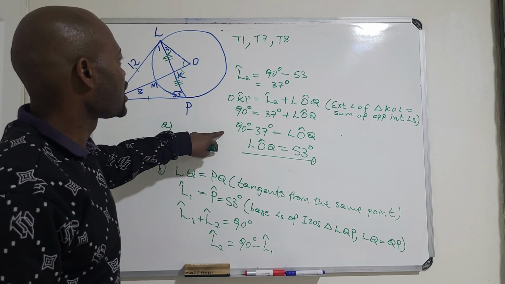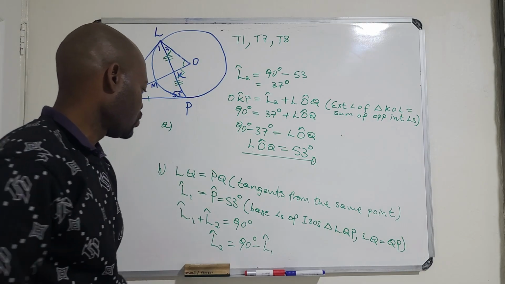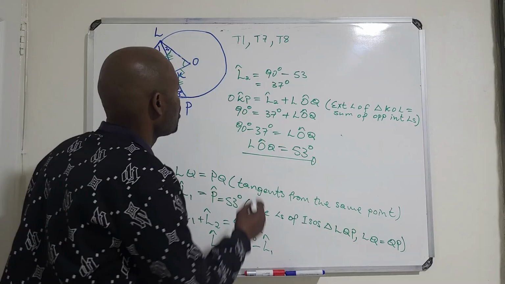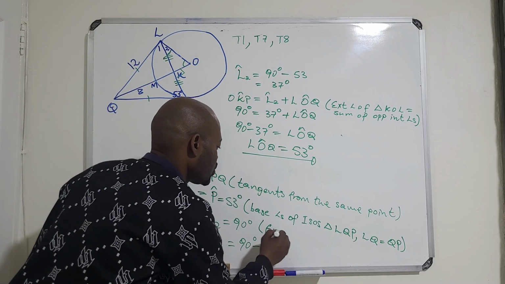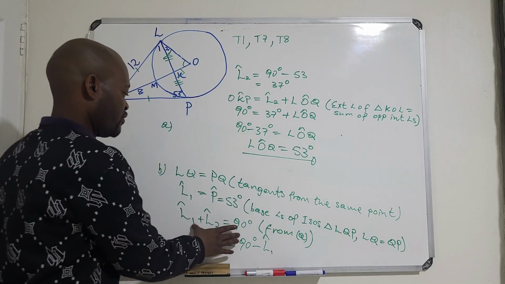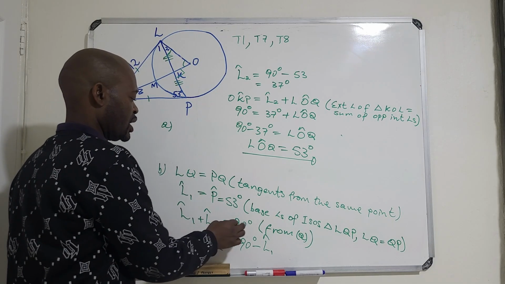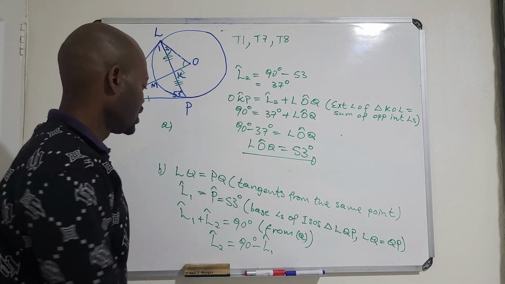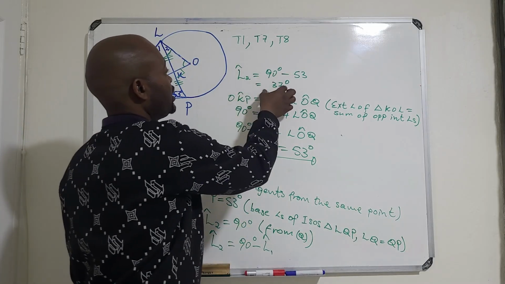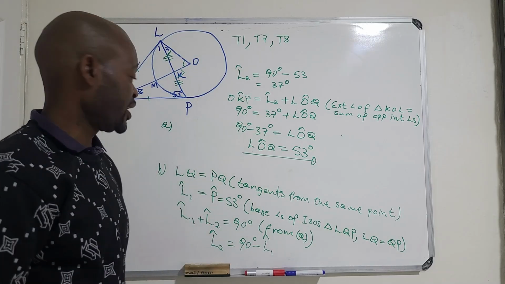I just want to go back somewhere there. Obviously, we could have given a reason for what we calculated from A: the radius is perpendicular to the tangent at the point of contact. That is why I said we use what we did at A to calculate L2. Then we show that angle LOQ is 53.